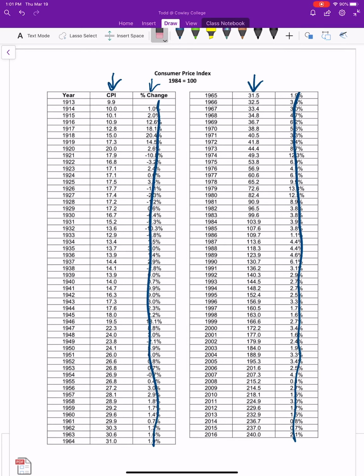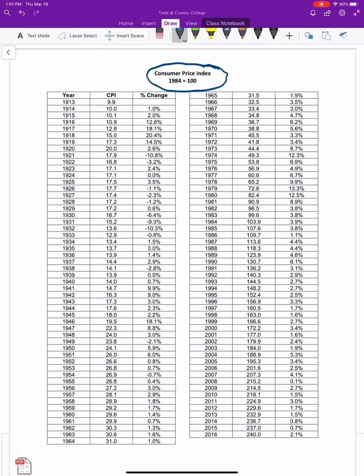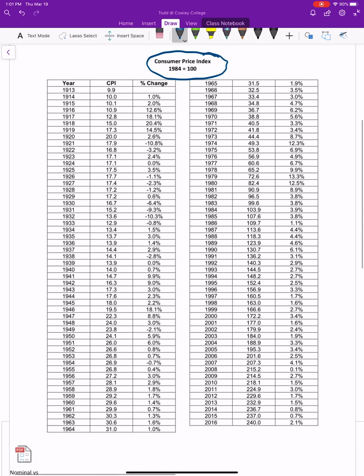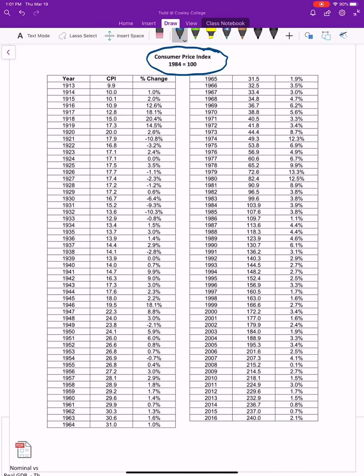The other thing I want you to notice, and we're going to stay with this for the rest of the time period, is that your base year for this entire table is 1984. So 1984 is equal to 100, and that is the year that prices are held constant. Remember, back when we were doing the last part of our calculations, if you look at this table of numbers, let's say for the year 1990.